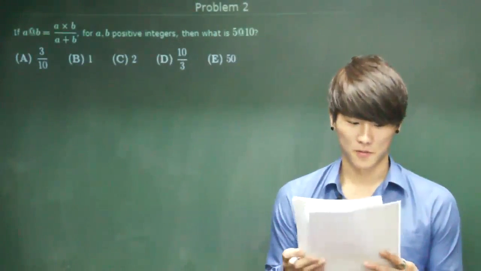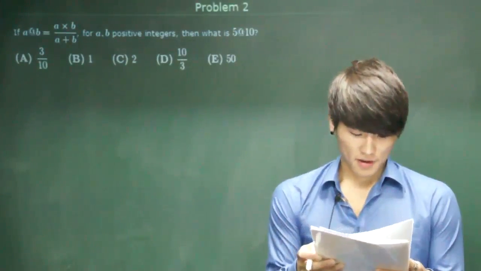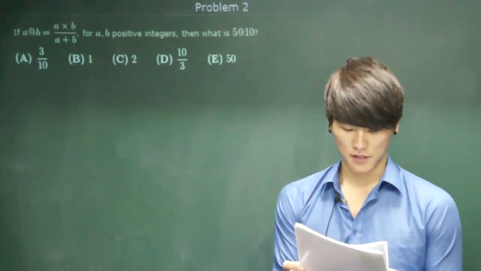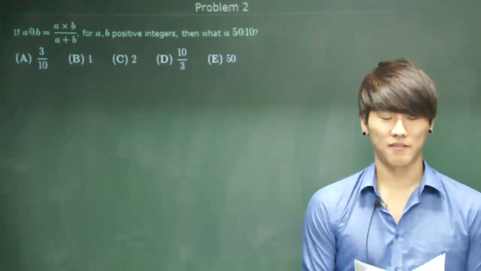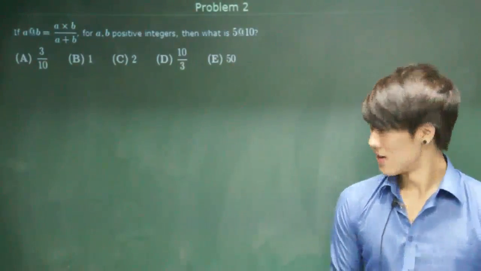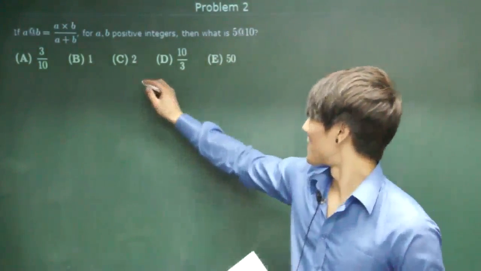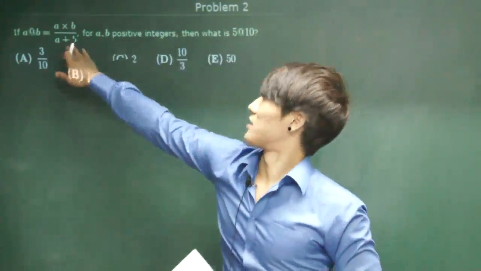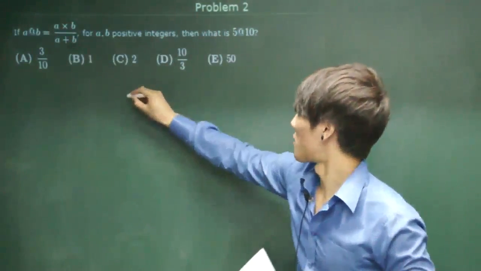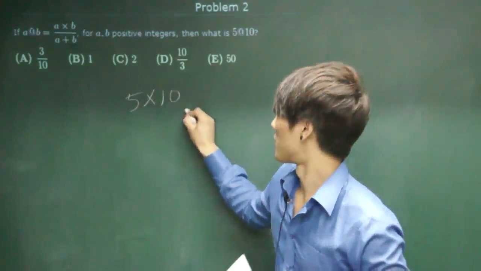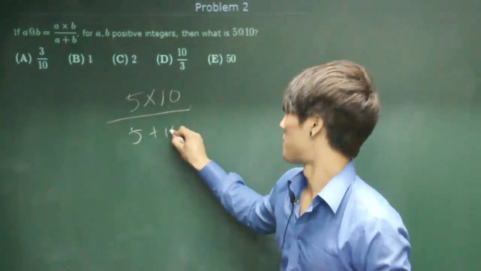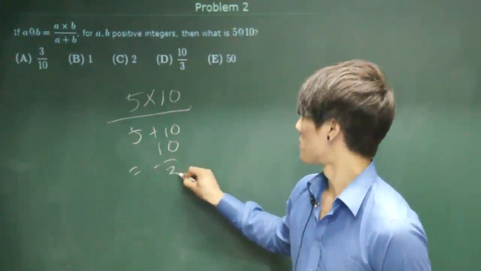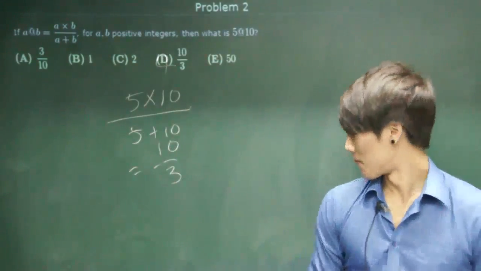Question number 2. If a at b equals a times b over a plus b for a, b positive integers, then what is 5 at 10? This is another very easy question. You're just expressing this in the actual format. So 5 times 10 over 5 plus 10, which is 10 over 3, choice D.